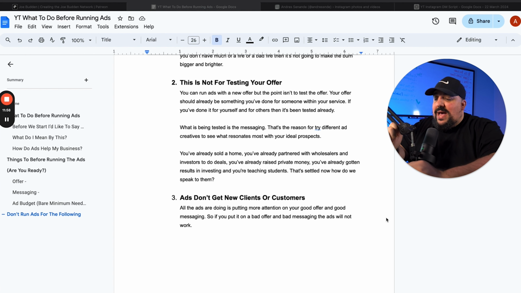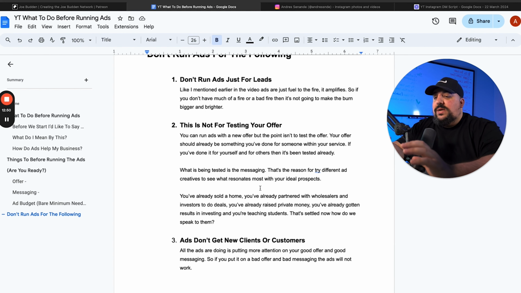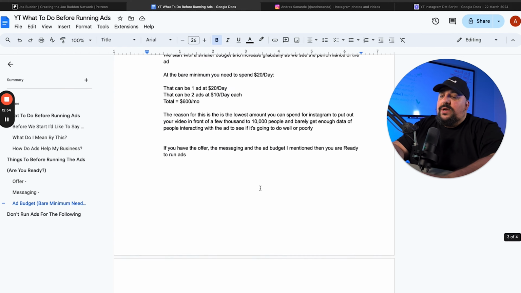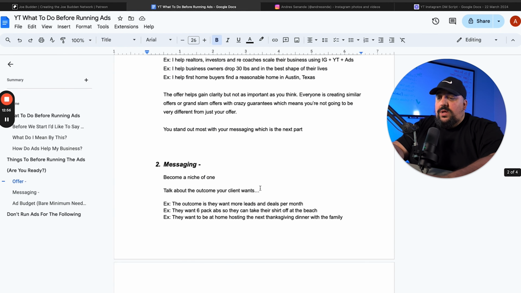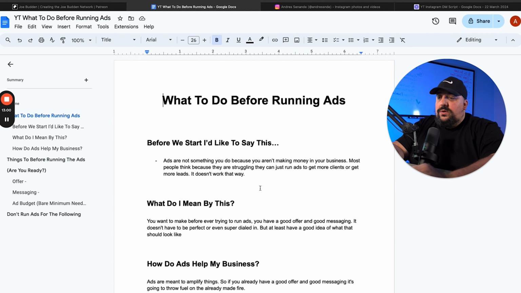And the last part is ads don't get new clients. They don't get you clients or customers. All the ads are doing is putting more attention on your good offer and your good messaging. So if you put out a bad offer and bad messaging, the ads are not going to work. That's all it's doing. So again, this is just what needs to happen before you actually start to run the ads. I have another training where I go over how to script the Instagram ads. So make sure that you check that one out as well.